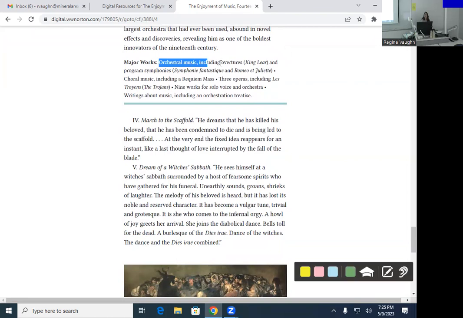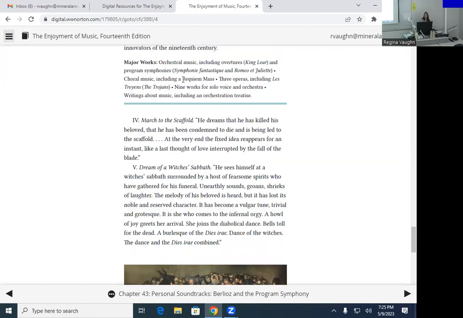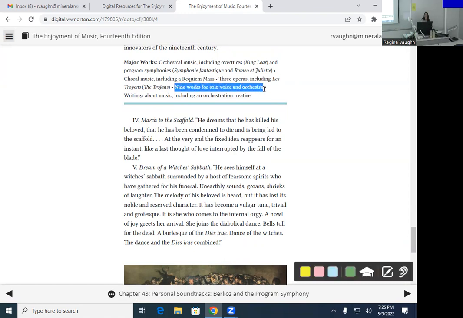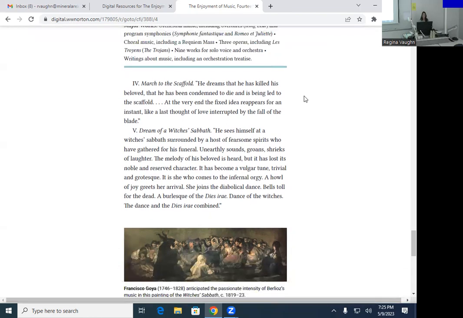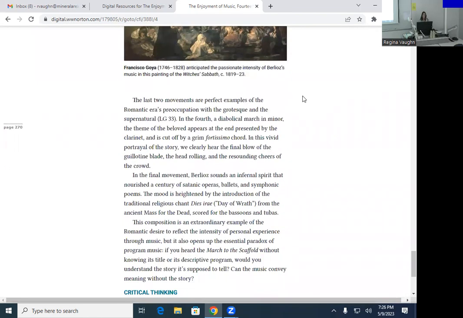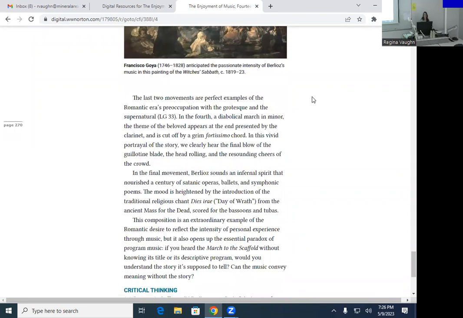So he wrote many orchestral works, including overtures, which we have already mentioned, choral works, including a Requiem Mass, 3 operas, including The Trojans, 9 works for solo piano or for solo voice and orchestra, and writings about music, including a treatise on orchestration. Remember, orchestration was the art of deciding which instrument would play which part. And that became a very important part of the Romantic symphony orchestra, was how do you assign this particular part of the song? Should it be the trumpets or should it be the flutes?